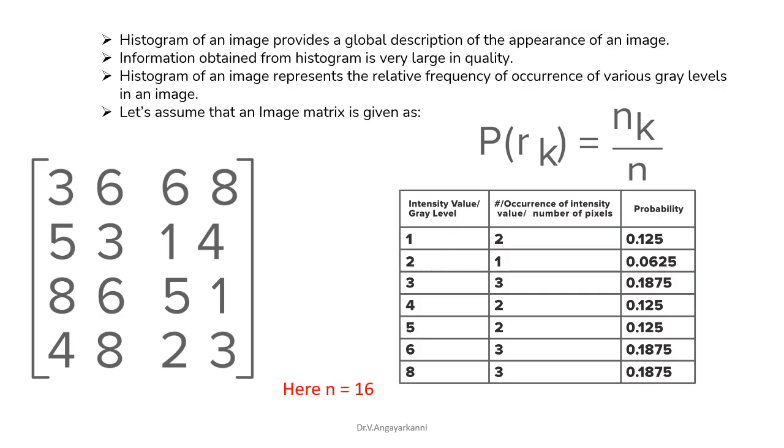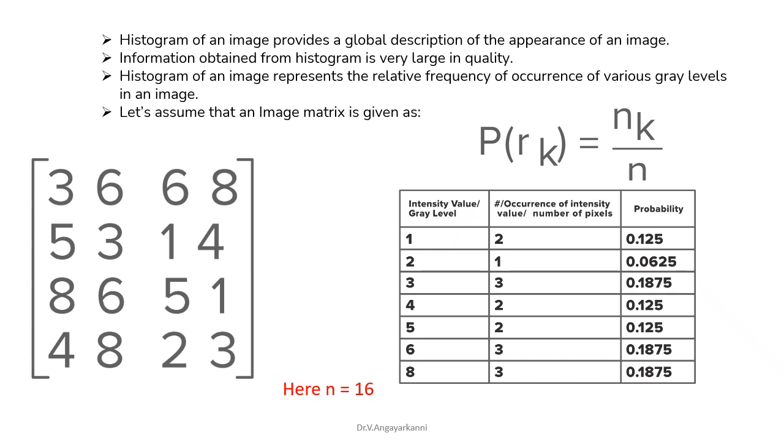For example, consider an image segment. Here there are 16 elements given, so we can take n equal to 16. Generally, the histogram of an image provides a global description of the appearance of an image. Information obtained from the histogram is very large in quantity. The histogram of an image represents the relative frequency of occurrence of various gray levels in an image.